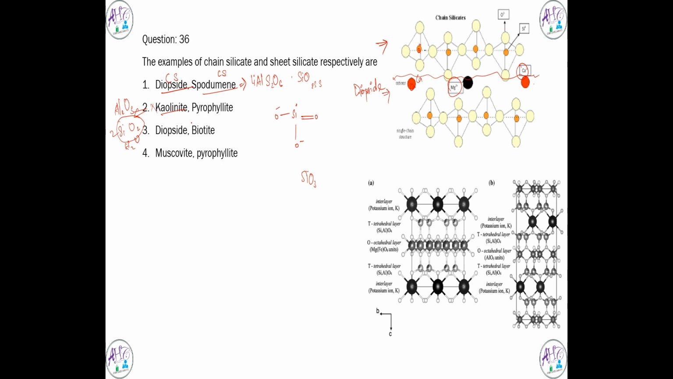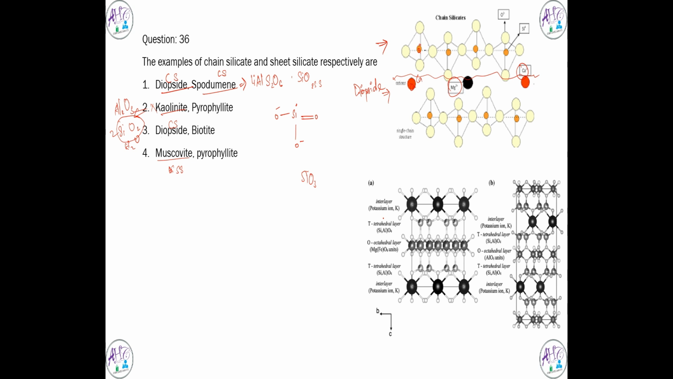Then comes your deposit. Deposit, we know, is your chain silicate. And muscovite, this is going to be your sheet silicate. So what is sheet silicate? Let's try to understand.